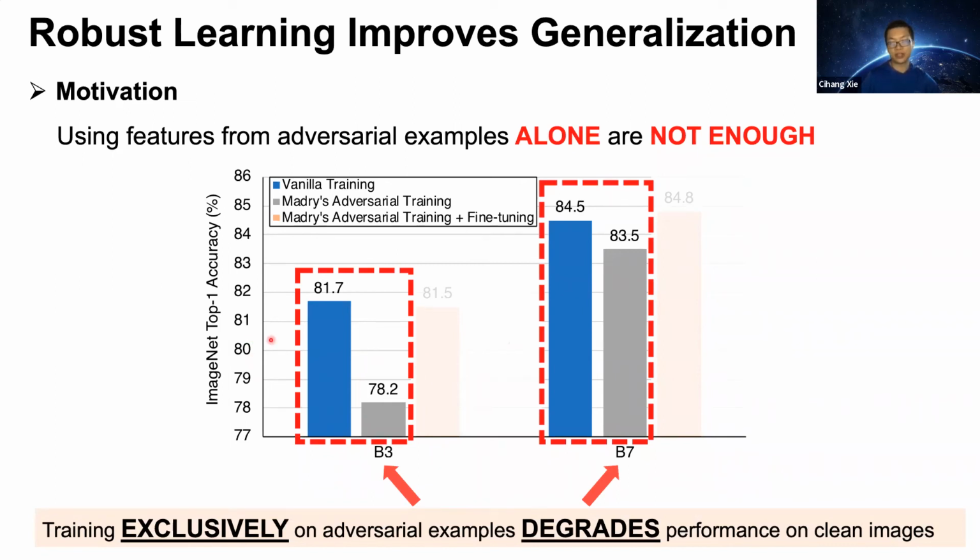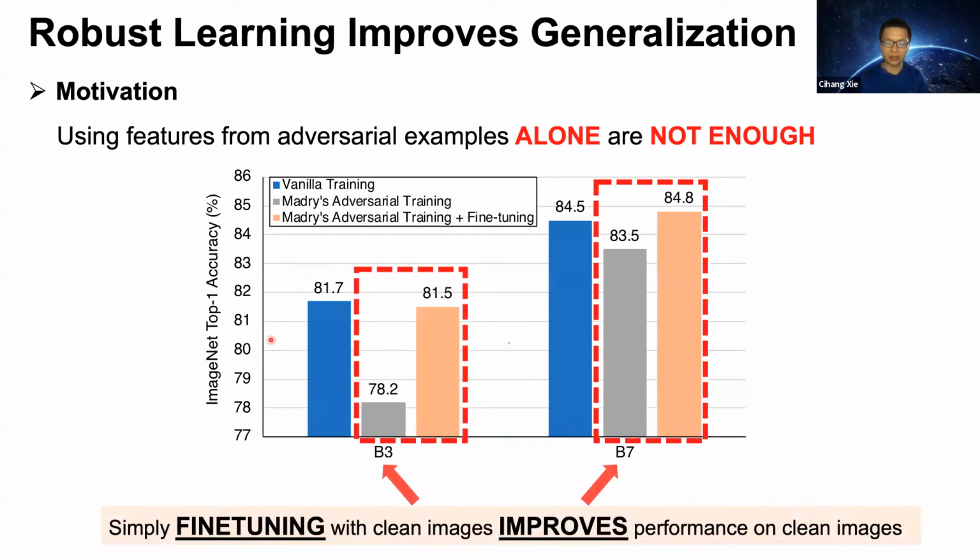And we conjecture this performance degradation is because adversarial examples and clean images have very different distributions. So training on clean ones or training on adversarial examples cannot generalize well on the clean images. To validate this hypothesis, we take a very simple step next.